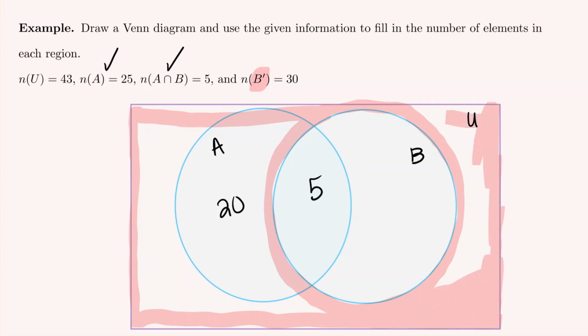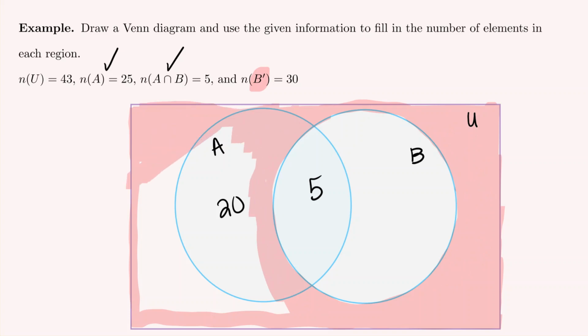And the reason I'm trying to make this clear, maybe on a sketch off to the side, not on the original paper, is I need to understand what regions comprise B complement, because in all there's 30 elements across those regions. So in this pink region, there are 30 elements. And hopefully we can see this pink region is basically separated into 2 pieces.